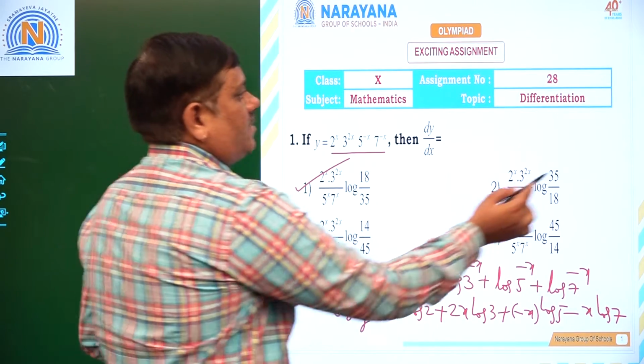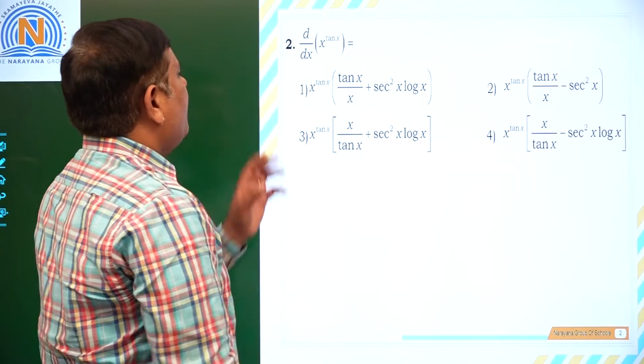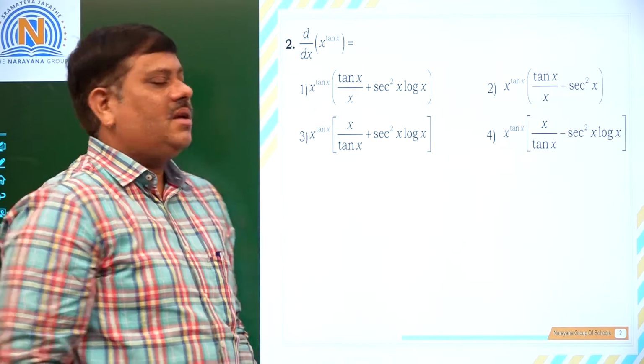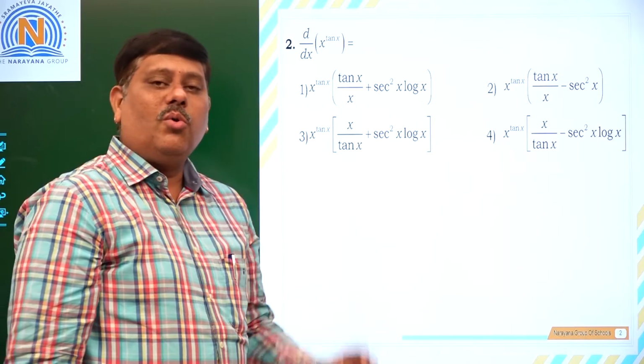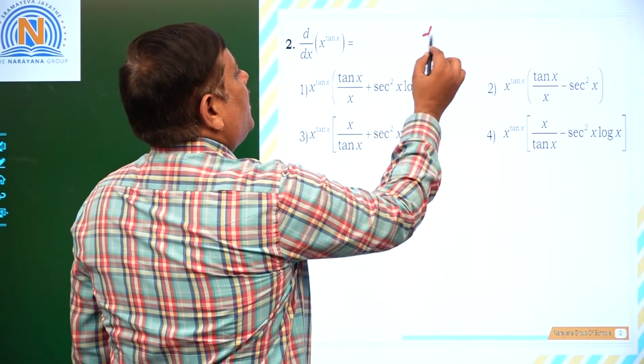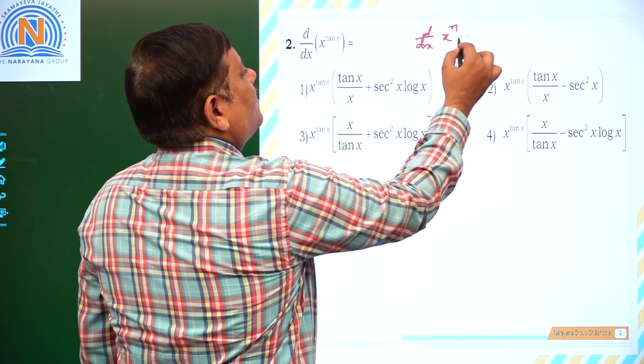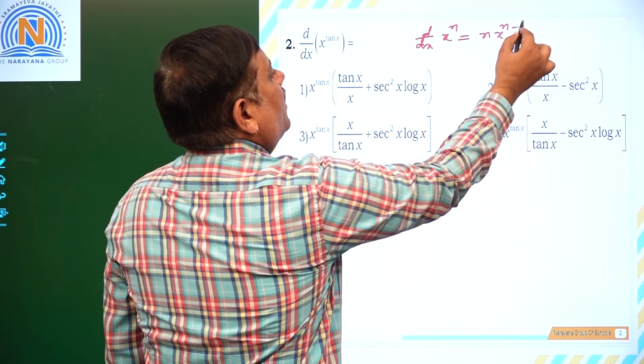Okay. Now let us see the next question. d by dx of x power tan x. If you look, the base is x, the power is tan x. Both are functions in x. Of course, if we have d by dx of x power n, it is very simple, n into x power n minus 1, we can write.